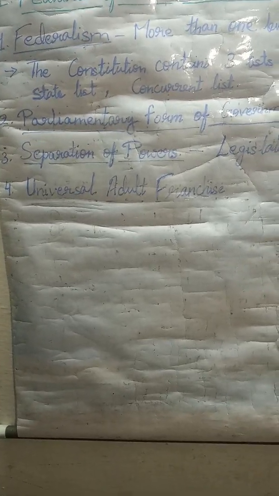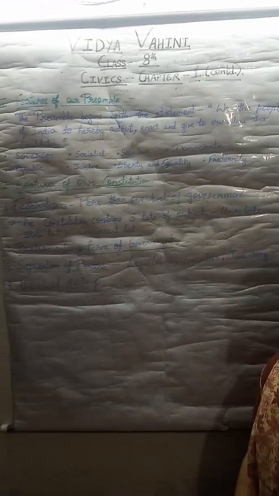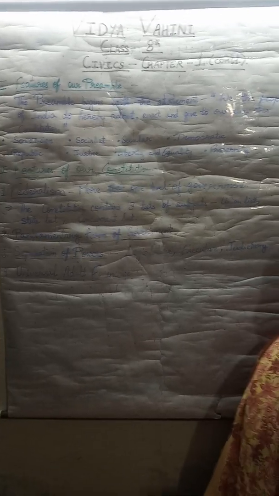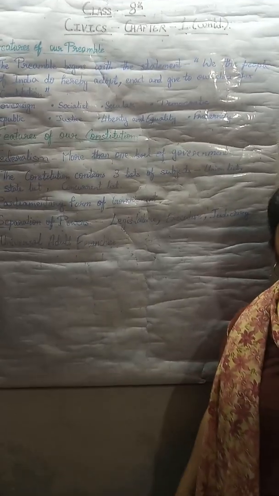This term universal adult franchise says that all the citizens of India, whatever religion they belong to, whatever caste they belong to, have the right to give their vote, and each person's vote will have equal value. That means if a person from one community gives his vote and it is valued at 1, then a person from another community will also have the same or equal value. This is the meaning of universal adult franchise.